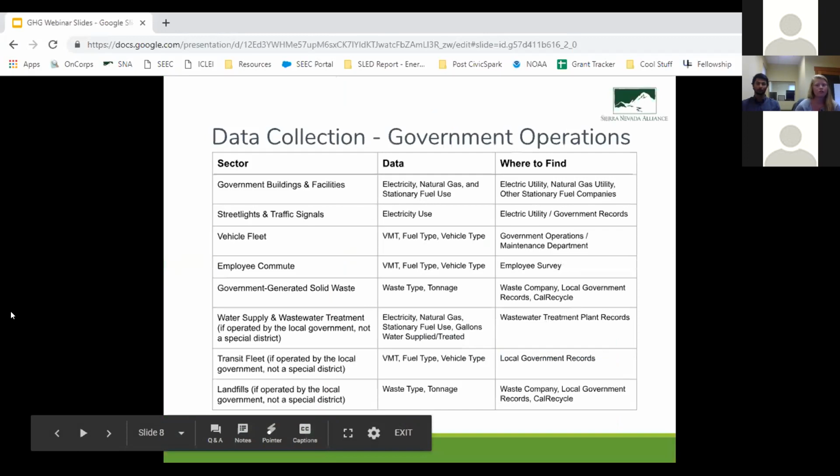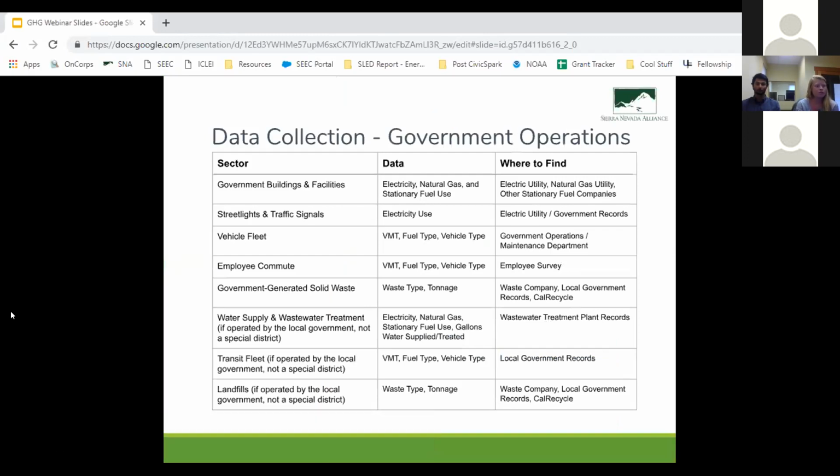All right, so for data collection for government operations inventories, they're set up a little bit differently than community-wide. We have a few different sectors: government buildings and facilities, streetlights and traffic signals, vehicle fleet, employee commute, government-generated solid waste. And then if there are other facilities owned and operated by the local government and not a special district, you would include those as well. So this would include wastewater treatment plants, transit fleets, landfills that are within the boundary, things like that.